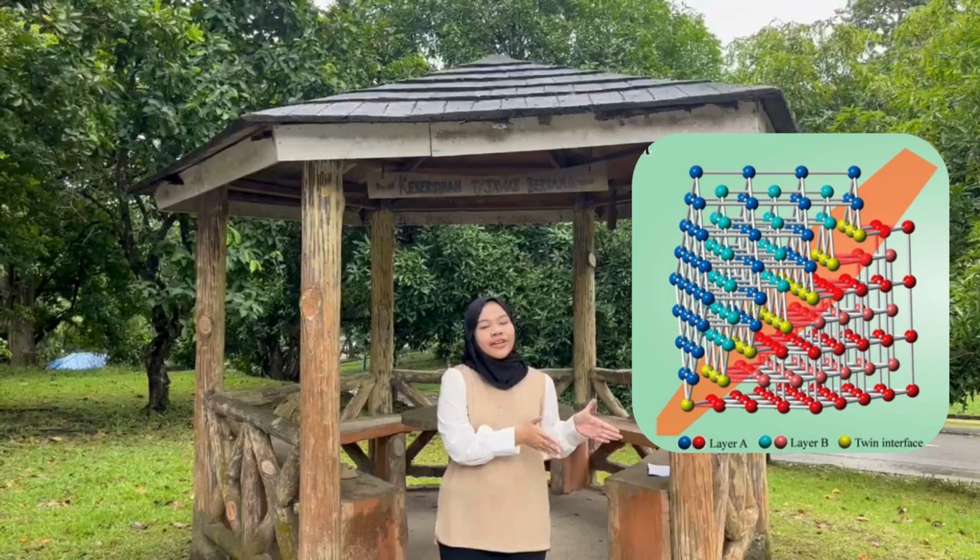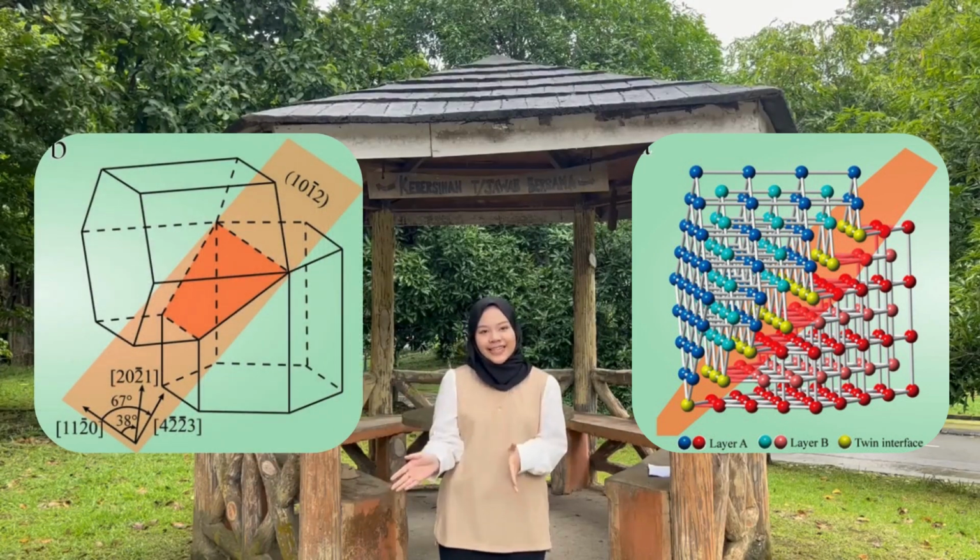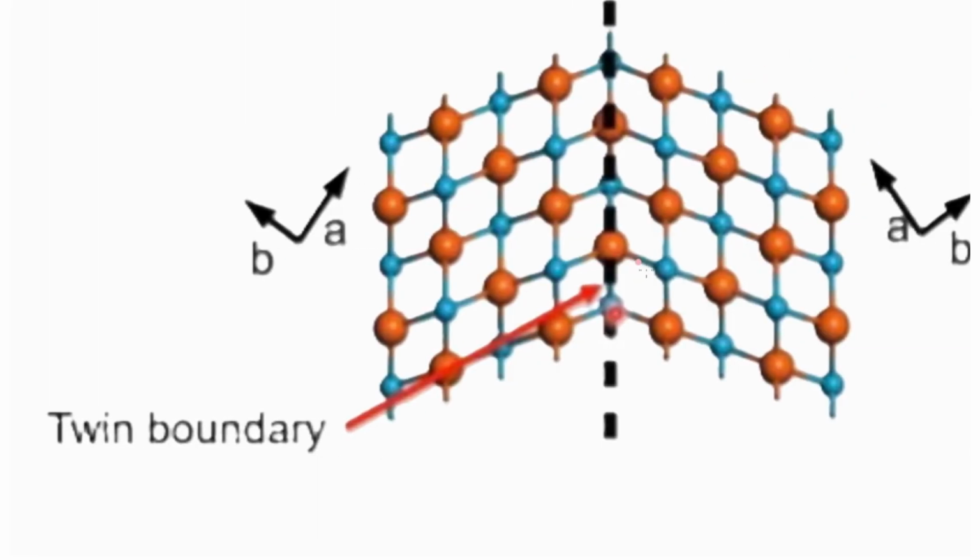What is a twin boundary? A twin boundary is a special subset of grain boundary in which the atomic structure on one side is a mirror image of the structure on the other side. In this picture right here, it looks like if this dashed line, which we call our twin boundary, were a mirror, that's exactly what we would see from this side to the other side.